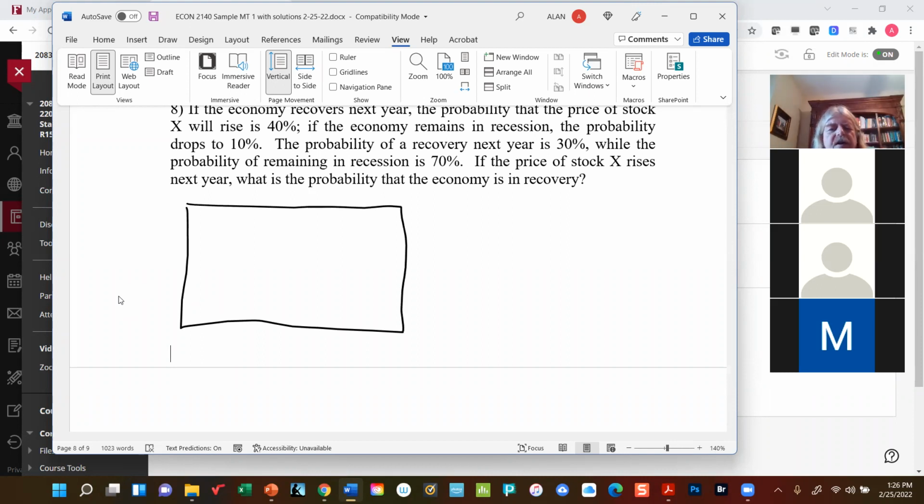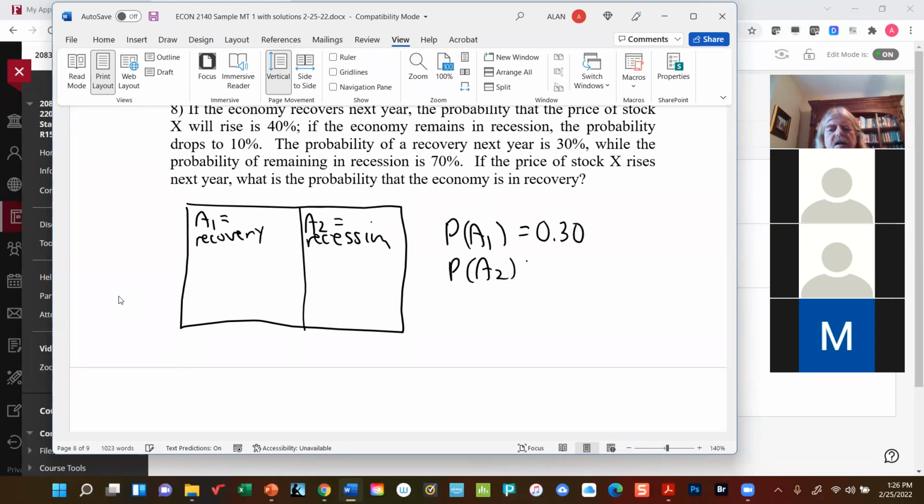So let's say A1 is the recovery and A2 is the recession. The probability of A1 is 30%, and the probability of A2 is 70%. Now, the other event that's mentioned here is the stock price of X going up.